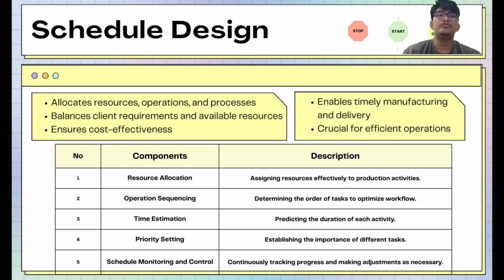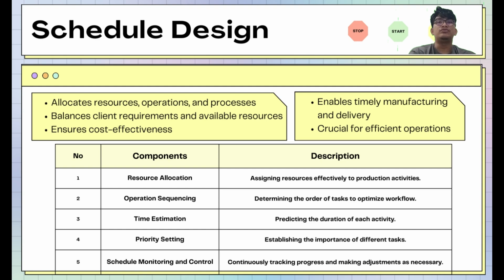Hi, I am Mazlan. Today I will present about schedule design. Schedule design is to allocate resources, operations and processes, balance client requirements and available resources, ensure cost effectiveness, and enable timely manufacturing and delivery, crucial for efficient operation.